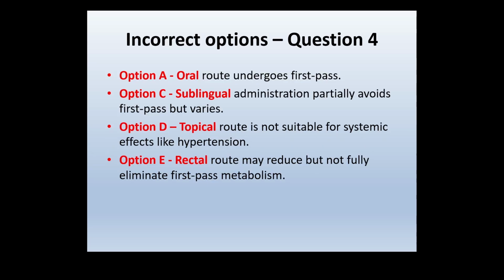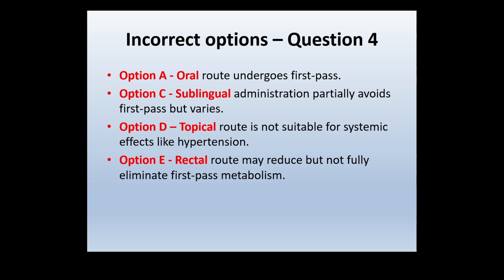The other options are not suitable for completely avoiding the first-pass effect. Option A, oral administration, is the primary route where first-pass metabolism occurs, as the drug passes through the gastrointestinal system and liver before reaching circulation. Option C, sublingual administration, partially bypasses the liver but is not ideal for a medication like metoprolol, as it can be inconsistent in absorption. Option D, topical administration, can limit the first-pass effect but is generally not used for systemic effects in cases like hypertension.